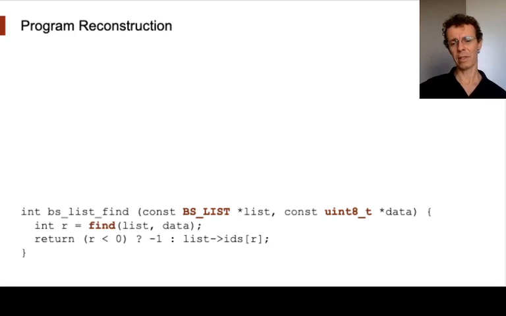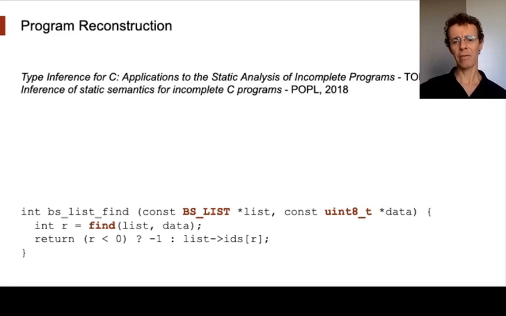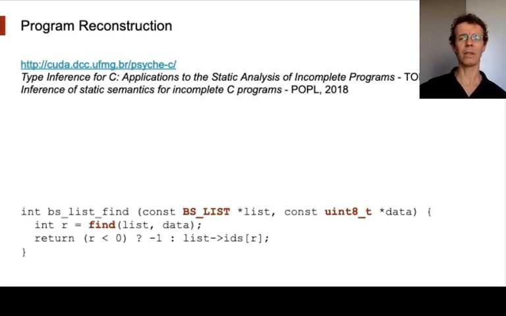Or function find, for instance, we need its signature, otherwise this program will not compile. To solve all these issues, we have used a type inference engine for C. This technique, type inference for C, has been described in previous work. These are the two key papers. The tool itself, which is called TypeC, is available online. You can input a program and then it will infer all the definitions necessary to ensure that the program compiles.